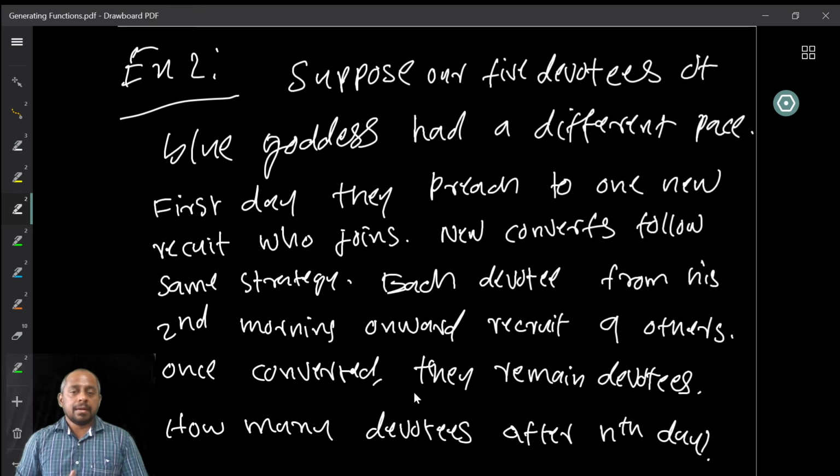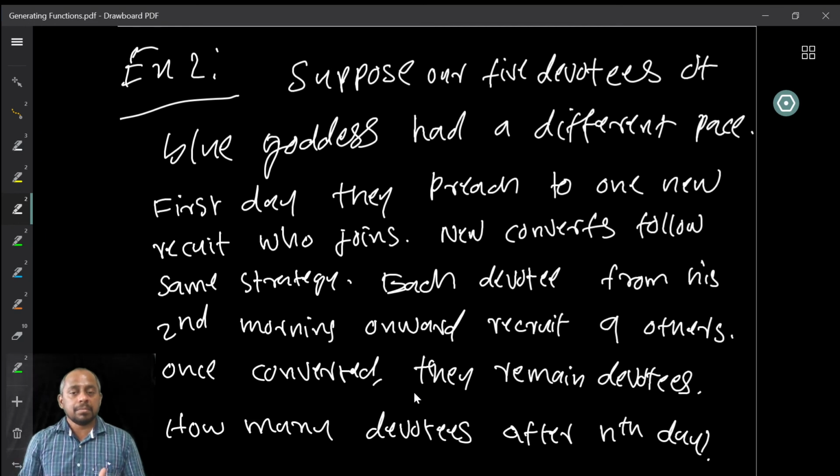Now each devotee from his second morning, right? So once you join, the second day... so second morning, right? Which means that the first morning is the day one for him. Okay, so if I join today evening, then tomorrow morning is my first day, right? And then next day onwards, it is my second day, right? So each devotee from his second morning onwards recruits 9 others. On the first day, after the recruitment, he only preaches to one person, but second day onwards, he preaches to 9 others.